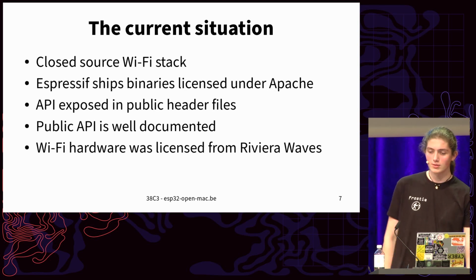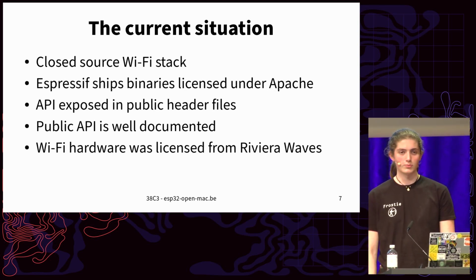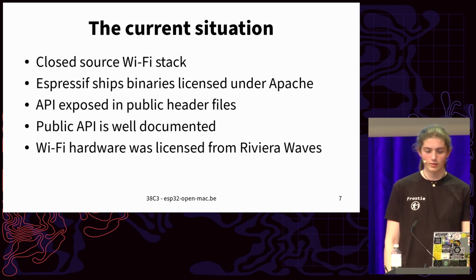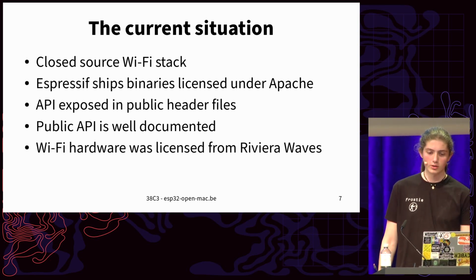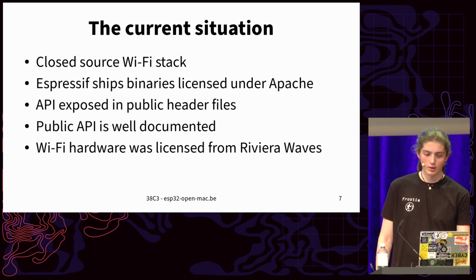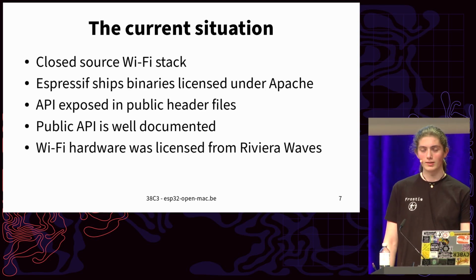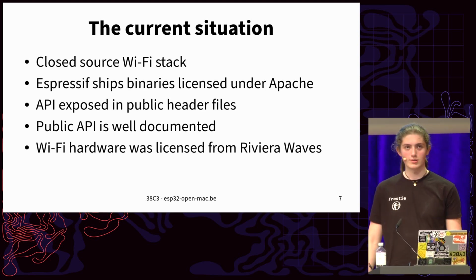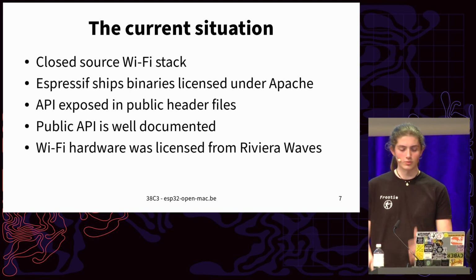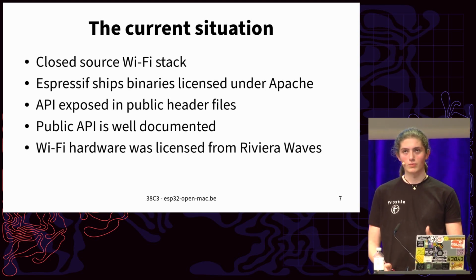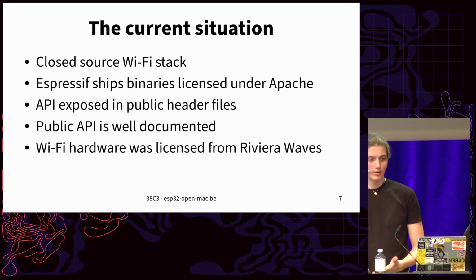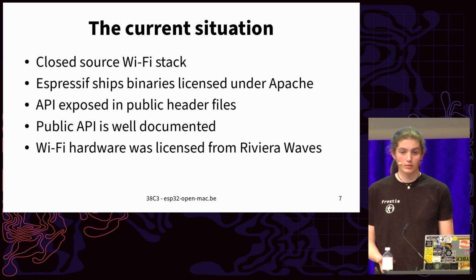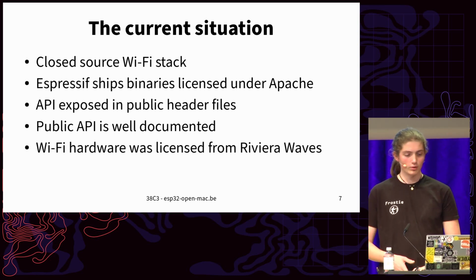And the current situation on the ESP32 is Espressif ships a closed source Wi-Fi stack. The upper parts of it, so the parts that actually implement the protocol, are taken from FreeBSD. And Espressif ships binaries licensed under Apache, so these are just static libraries that are pre-compiled. And an API to those binaries is exposed in a public header file, which is well documented, and the stack really works well. That we have to give to them.